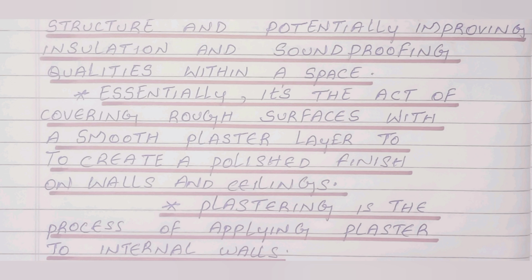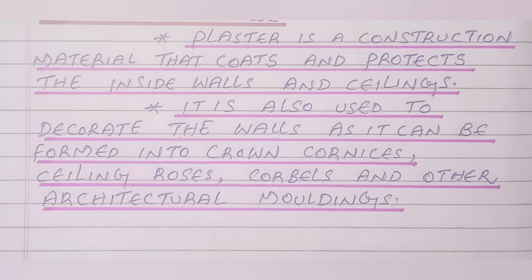Essentially, it's the act of covering rough surfaces with a smooth plaster layer to create a polished finish on walls and ceilings. Plastering is the process of applying plaster to internal walls. Plaster is a construction material that coats and protects the inside walls and ceilings. It is also used to decorate the walls as it can be formed into crown cornices, ceiling roses, corbels, and other architectural moldings.